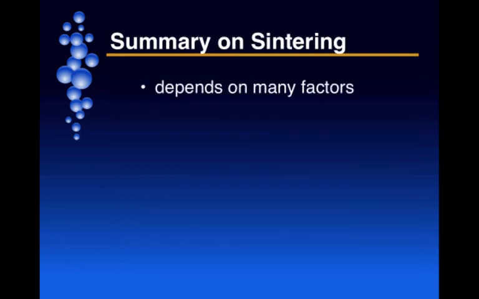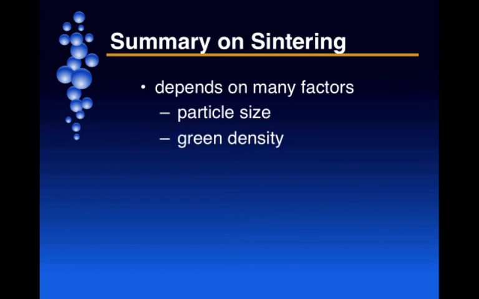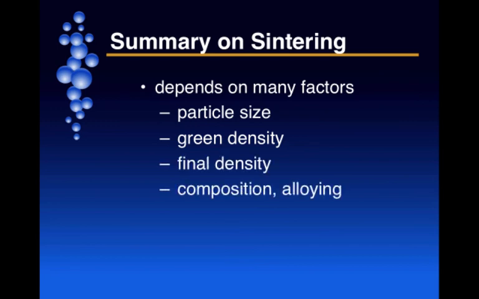So to summarize, sintering depends on many factors. Particle size is one of them, and its curvature. Green density, initial density makes a big difference. The final density makes a big difference. And so the distortion and dimensional change that occurs in translating from this initial state to the final state needs to be controlled. It depends upon the powder composition, the presence of any alloying agents or sintering aids. There are a lot of furnace options.